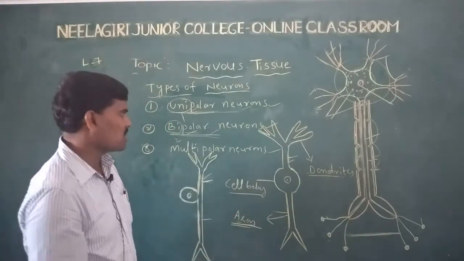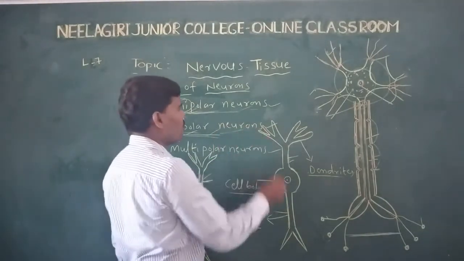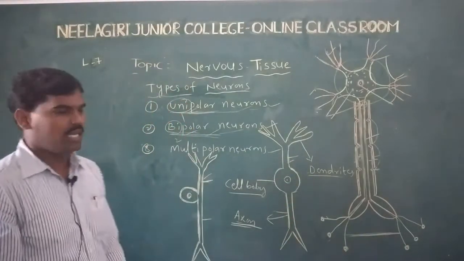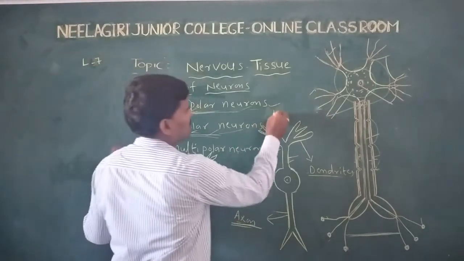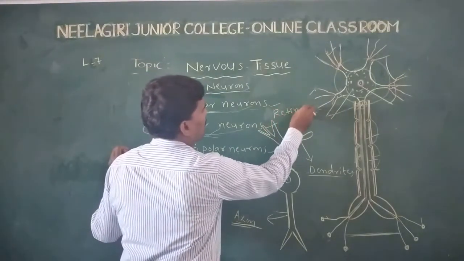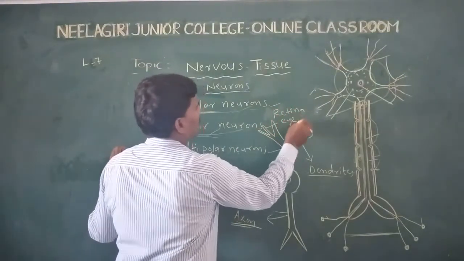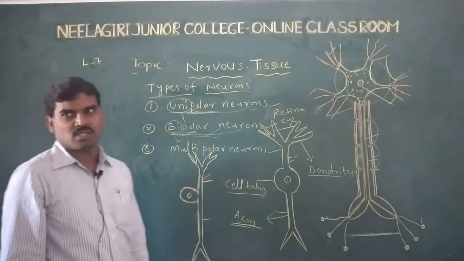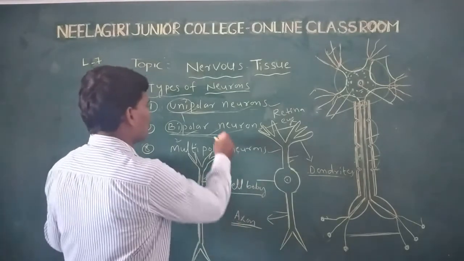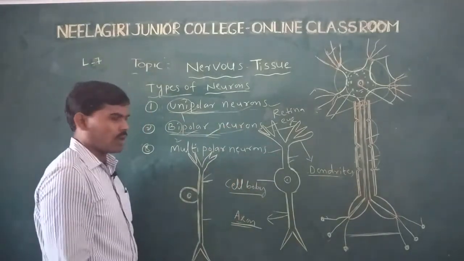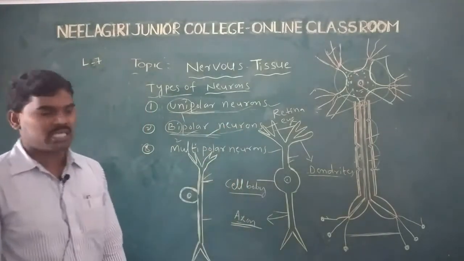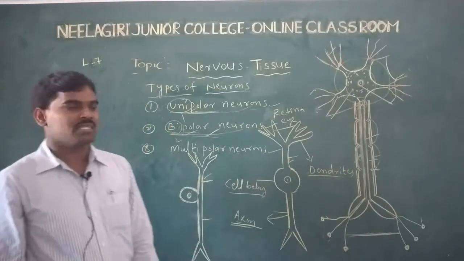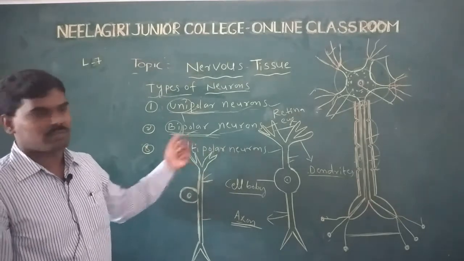Bipolar neurons occur in the retina of the eyes. Inside the eyes, in the retina, rods and cones are also present. So this type of neuron is present there. Bipolar neurons have a single dendrite and a single axon.